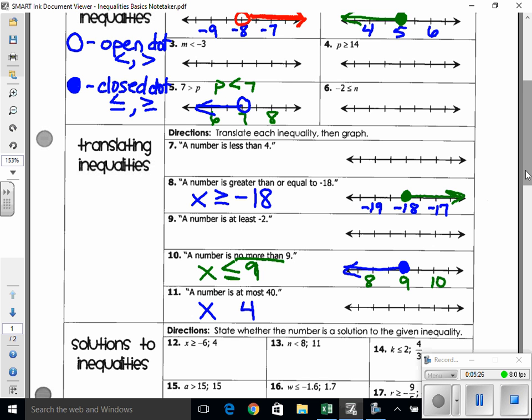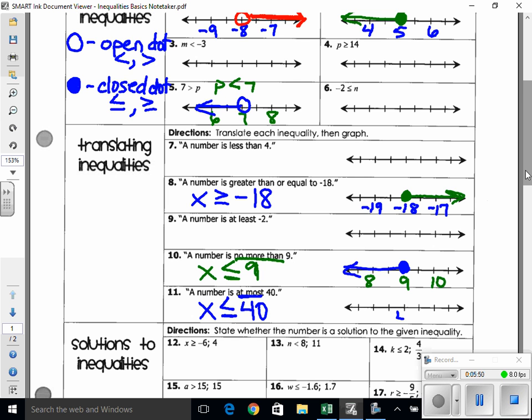We know we need the number 40. Now we just have to figure out the symbol for at most. At most means that's the highest it could be. It cannot go over that amount. So that means it could be equal to 40, but it cannot go over 40. So if it can't go over 40, we want the less than or equal to symbol. Okay, so sometimes the wording is not exactly the way it sounds. If you stop and put it into a real life situation though, it would make more sense to you.